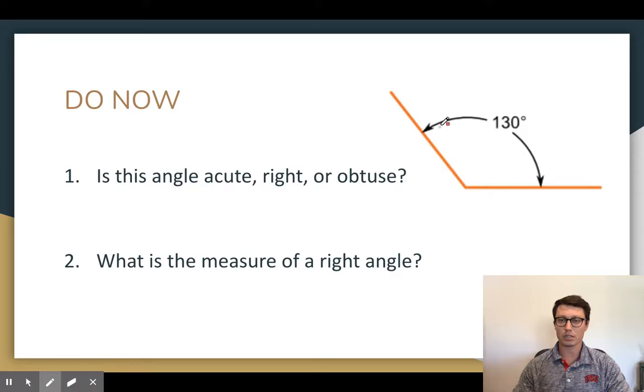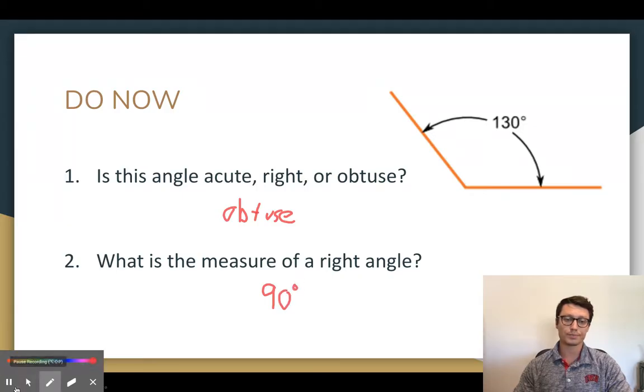If we take a look, this angle over here is 130 degrees. It is more than 90 degrees, so that means it is an obtuse angle. Shout out to Mr. Stanton's amazing handwriting. What is the measure of a right angle? We know that right angles are always 90 degrees.